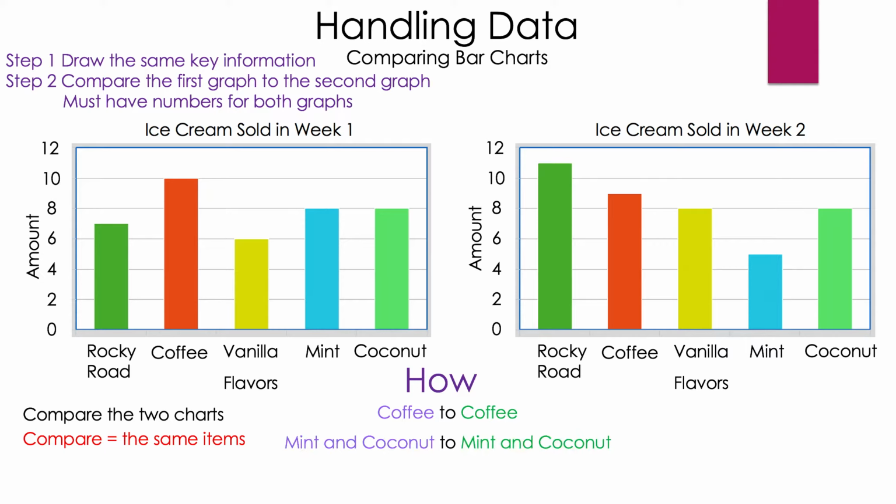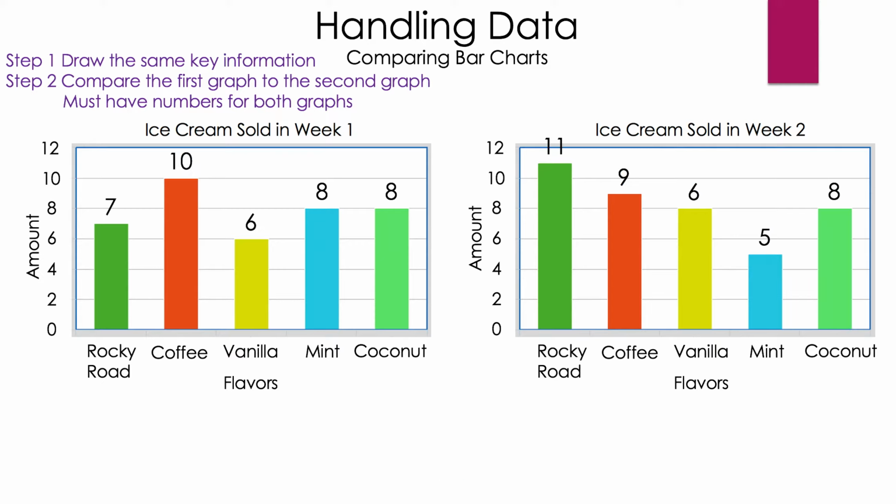Now, if it asks for two flavors and it doesn't specify, you can choose which two flavors you like. So I'm going to pick mint and coconut for week 1. Then I need to pick mint and coconut for week 2. And finally, you always have the total for each week. Now let's go ahead and talk about how to do it.